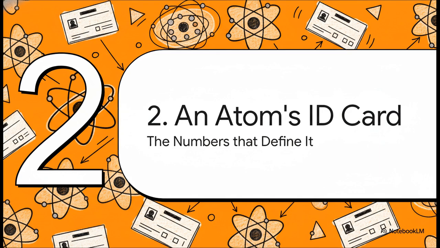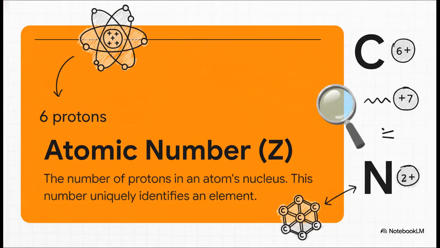Okay, moving on. Section 2. So we know the building blocks, but what makes an atom of gold different from, say, an atom of oxygen? It all comes down to two key numbers. Think of it like the atom's own personal ID card. The first number, and honestly this is the big one, is the atomic number. We use the letter Z for it. And it's super simple. It's just the number of protons in the nucleus.